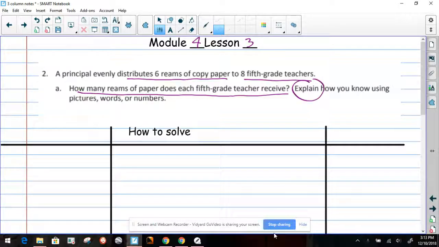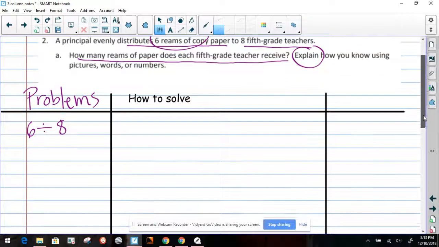So, first we're going to say, what is it that's going to be divided? Well, we're going to divide 6 reams of paper. And let's label this as problem. So this is six reams of paper is going to be divided between 8 people. So there is how we set it up, my friends.